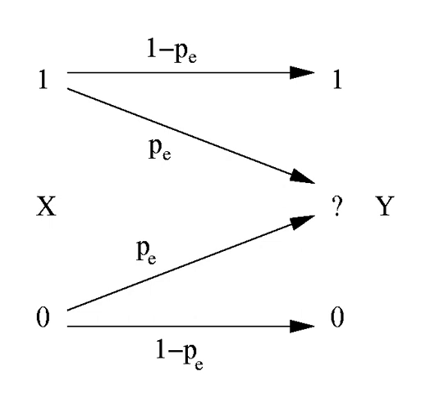A binary erasure channel, BEC, with erasure probability p is a binary input, ternary output channel. The possible channel outputs are 0, 1, and a third symbol E, called an erasure. The erasure represents complete loss of information about an input bit. The capacity of the BEC is 1 minus p bits per channel use.